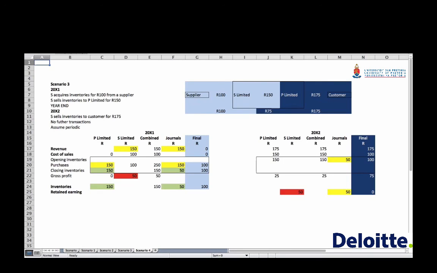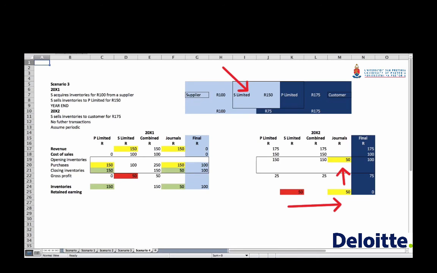What I do want to add at this point is that all you have effectively done now is the group wants a 75 Rand gross profit recorded in year 2. The subsidiary has, however, recorded 50 Rand of that gross profit in 2001 or 20x1. So all you need to do is shift that profit for consolidation into the current period.